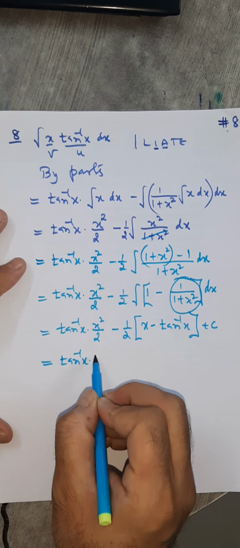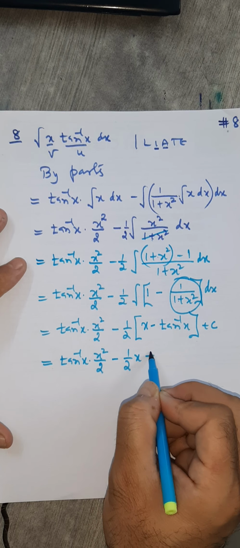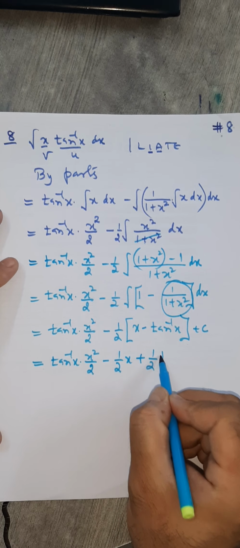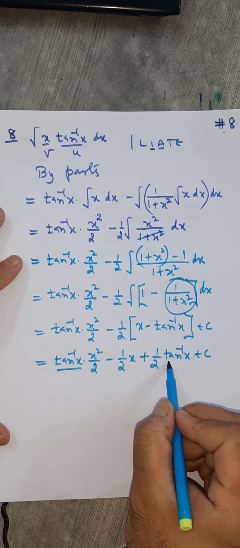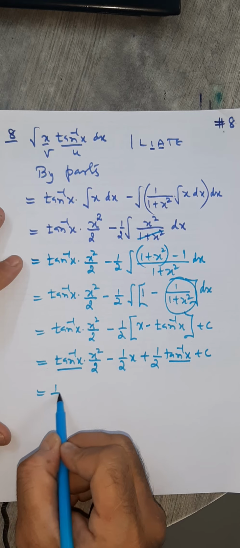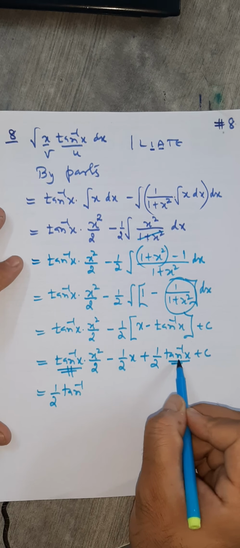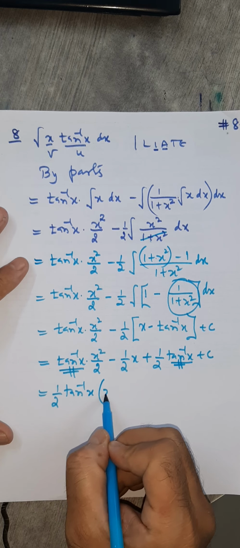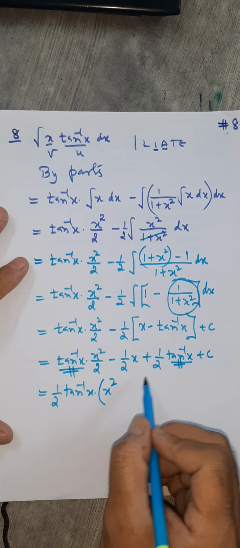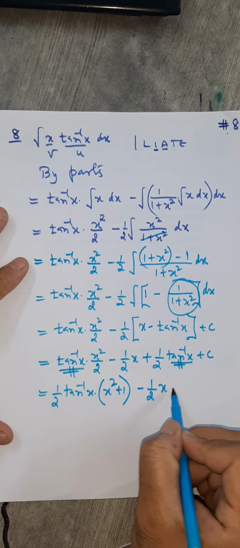Tan inverse x into x squared by 2 minus 1 by 2 x plus here 1 by 2 into tan inverse x plus c. You can take tan inverse and half common. So half tan inverse x I'll find common from this and this. So here you are left with x squared, and here you are left with 1 minus 1 by 2 x plus c.